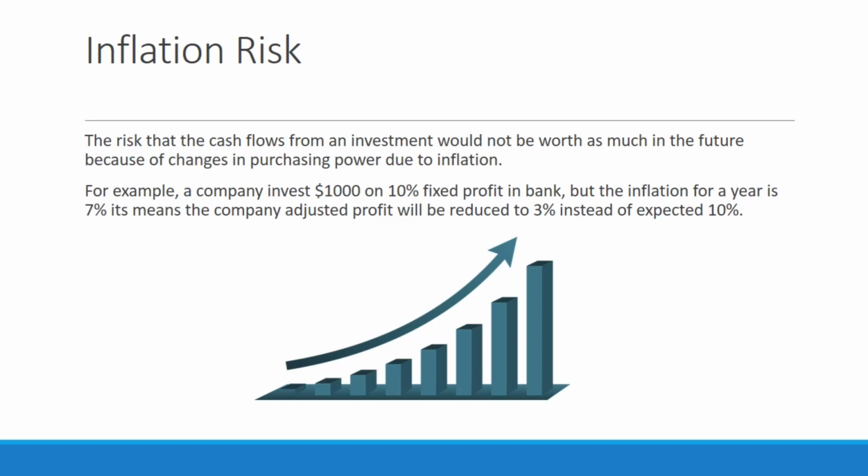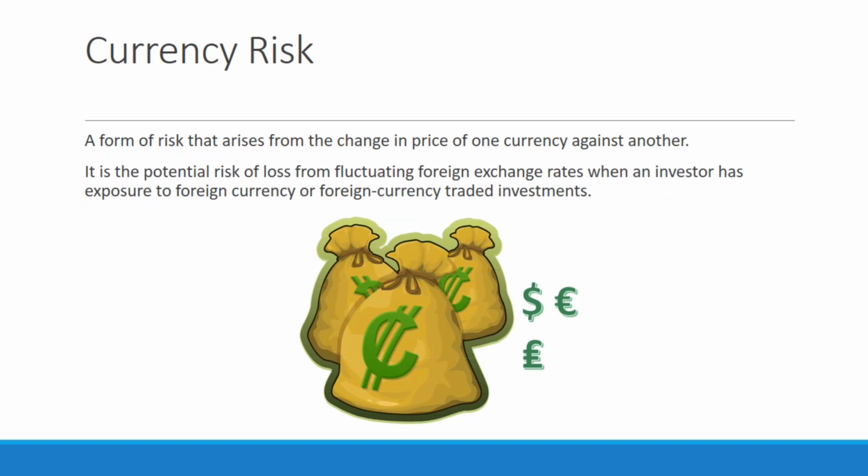For example, a company invests $1,000 on 10% fixed profit in bank, but the inflation for a year is 7%. It means the company's adjusted profit will be reduced to 3% instead of the expected 10%. Currency risk is a point of concern for multinational companies and businesses engaged directly in import and export. It is a form of risk that arises from the change in price of one currency against another. It is the potential risk of loss from fluctuating foreign exchange rates when an investor has exposure to foreign currency or foreign currency traded investments.